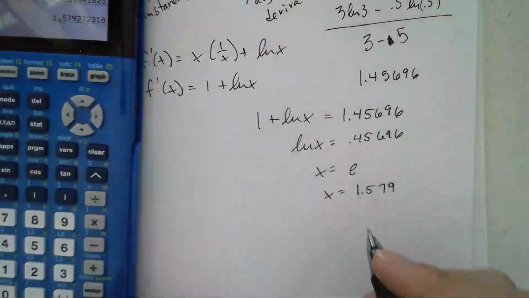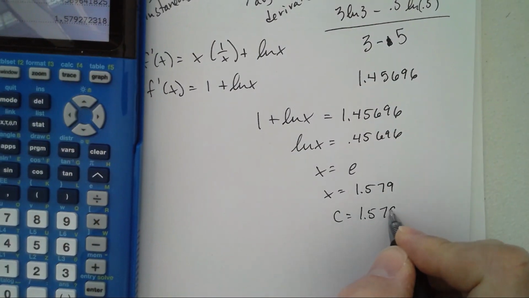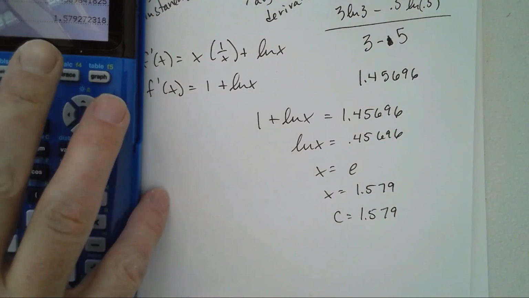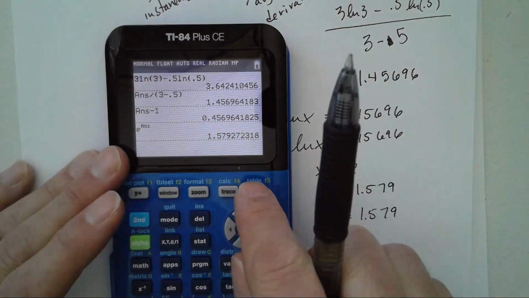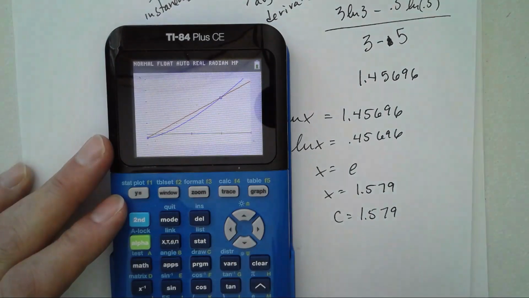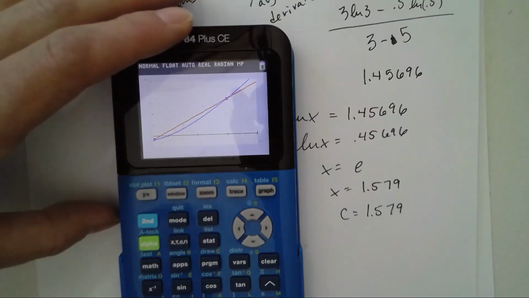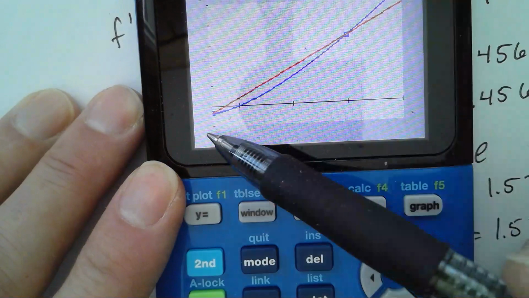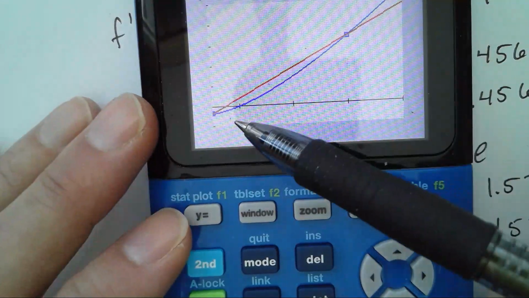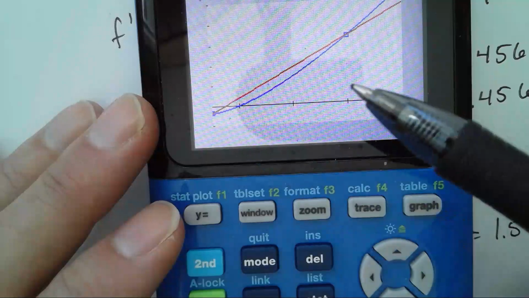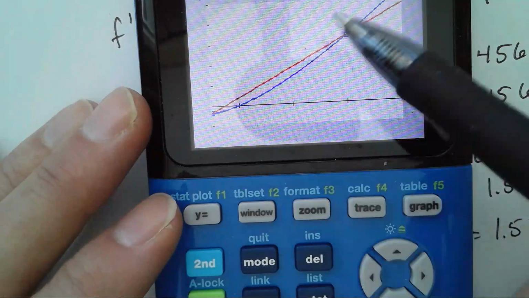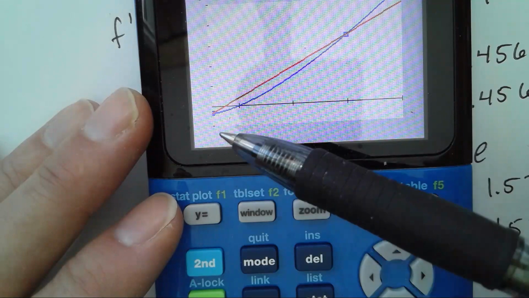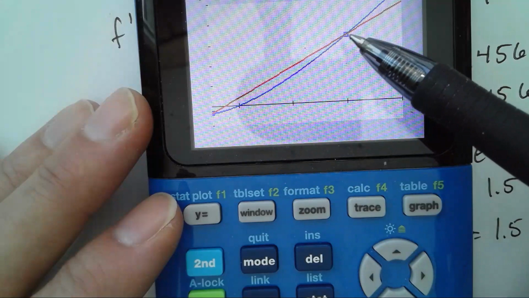Our c is 1.579. So that tells me that it occurs, if I wanted to look at the graph of it just to show what just happened. This blue is the graph x times the natural log of x. See that it's continuous, smooth, differentiable, so it meets the mean value theorem. The red one is my 2 ordered pairs, 0.5 comma f of 0.5 and 3 comma f of 3, and I connected them with this line.